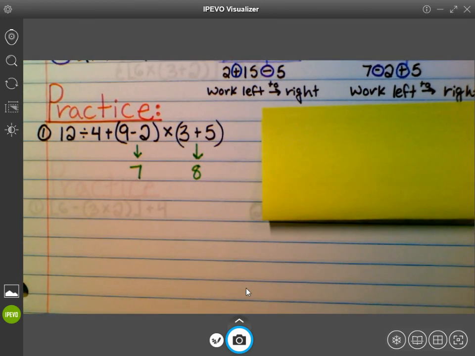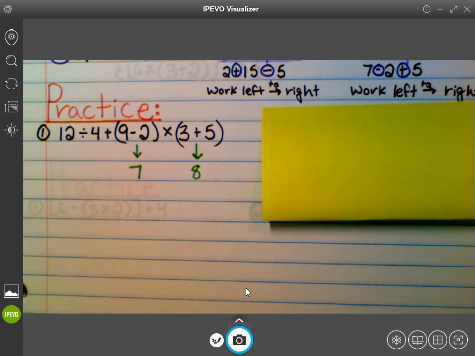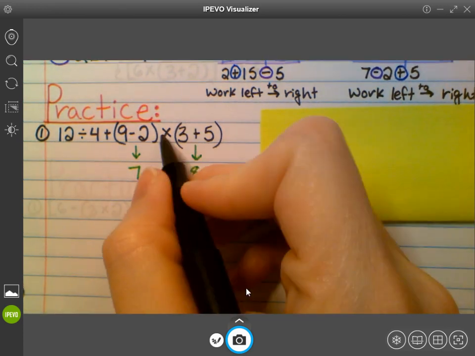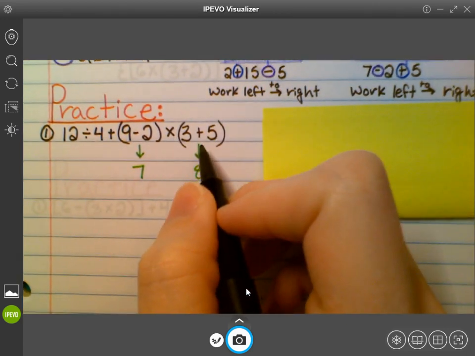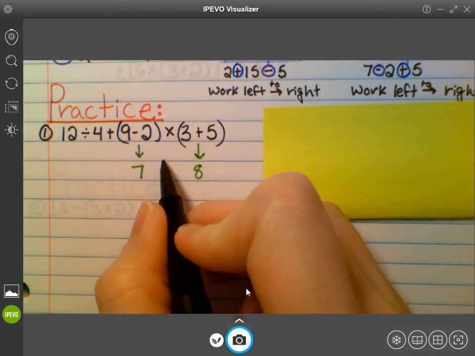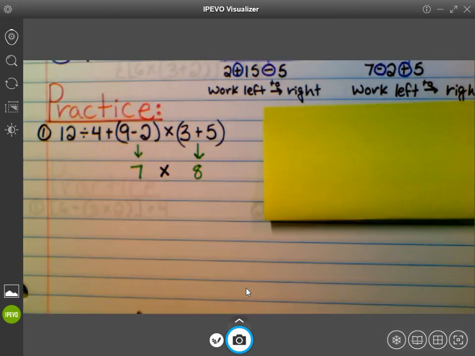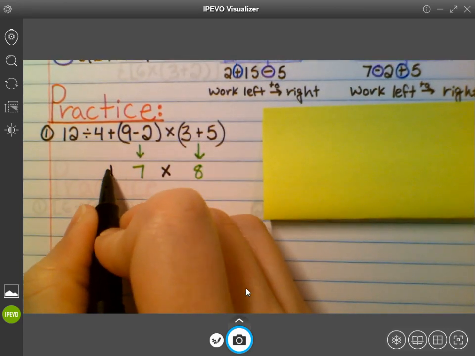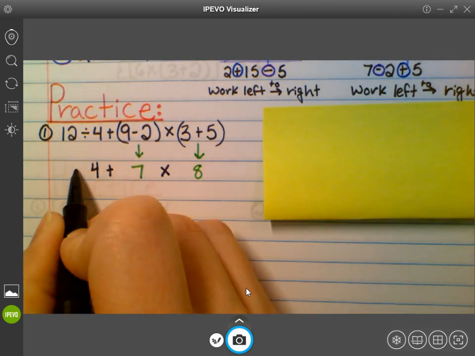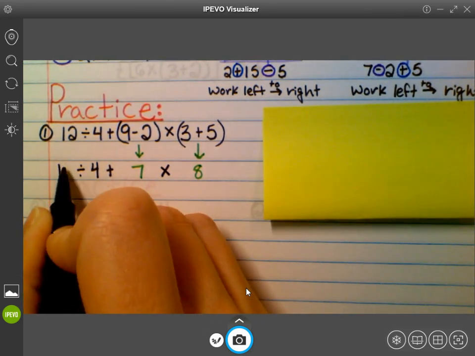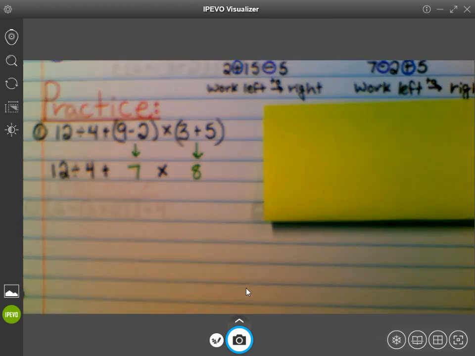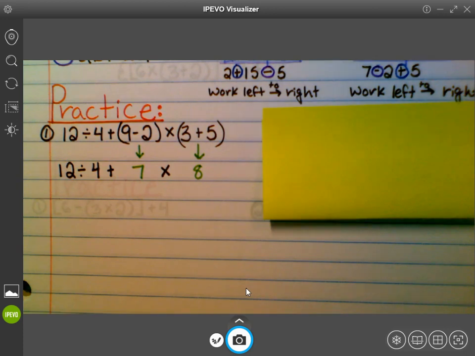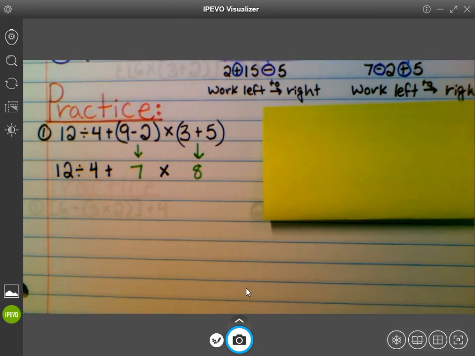Then, okay, so I've completed the first step of PEMDAS. Now I need to bring down everything else. So I looked through my whole problem. I can get rid of the parentheses now that I solved what was in them. So I'm just going to bring down my multiplication symbol, the addition symbol, the 4, the division symbol, and the 12. So, P for PEMDAS, or for parentheses, excuse me. We've completed that. What's the next step here?